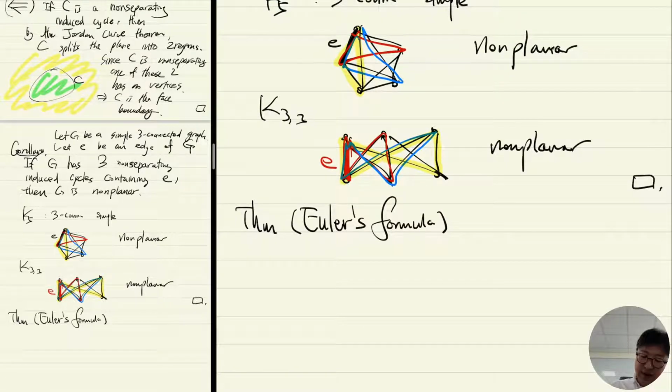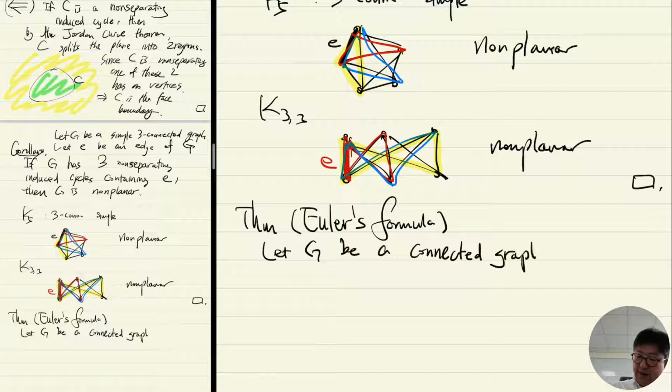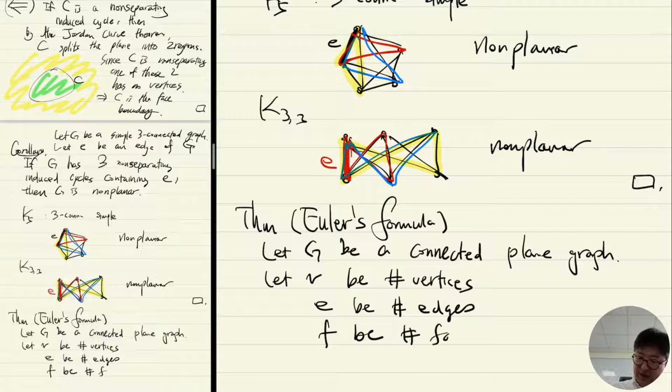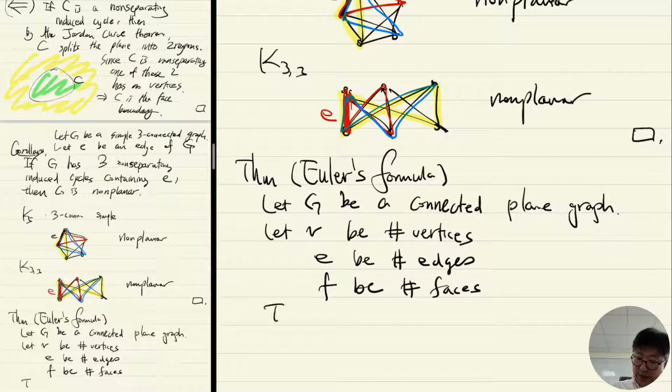It says the following: let G be a connected plane graph, and let V be the number of vertices, E be the number of edges, and F be the number of faces. Then V minus E plus F is constant.